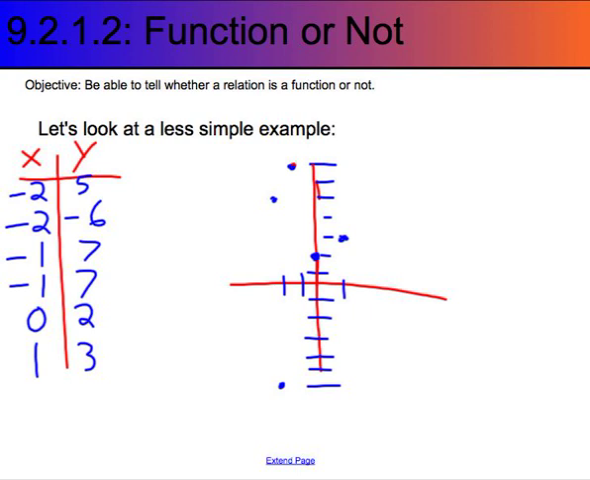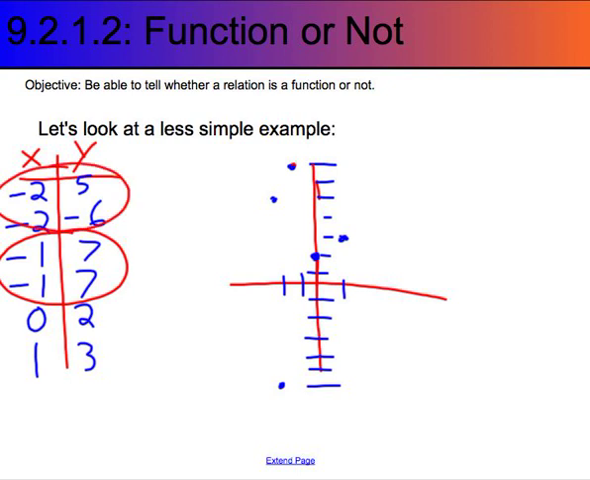Now, this is not a function. That right there is not a problem. Yes, -1 as an input shows up twice, but the input is 7 both times. So it's just listed there twice. So if I said, what's the output when the input is -1, you would say the output is 7. You don't have to think about it, you don't have to choose.